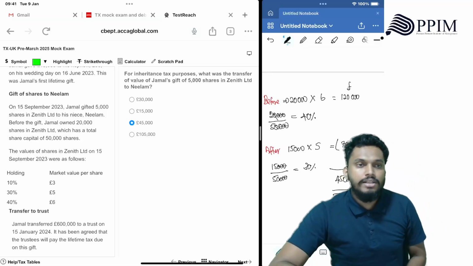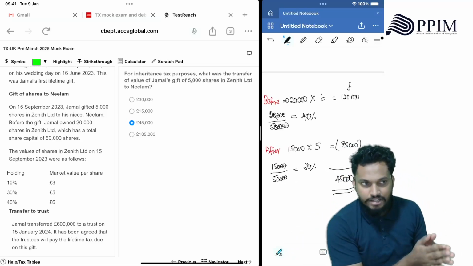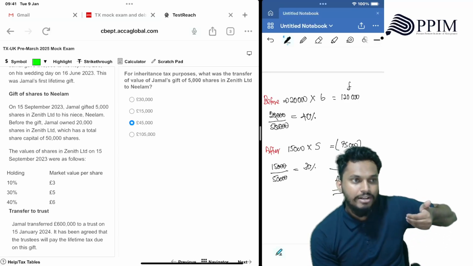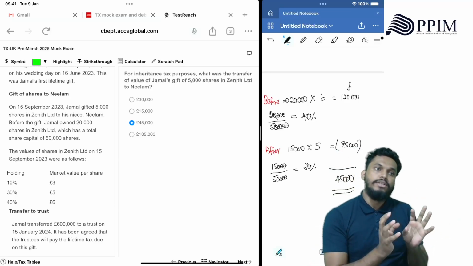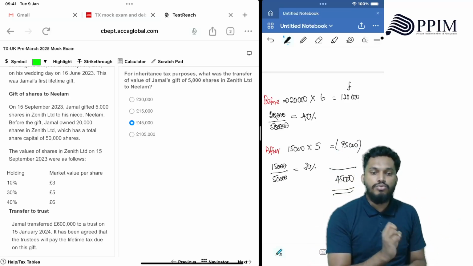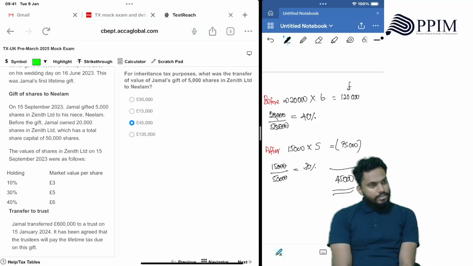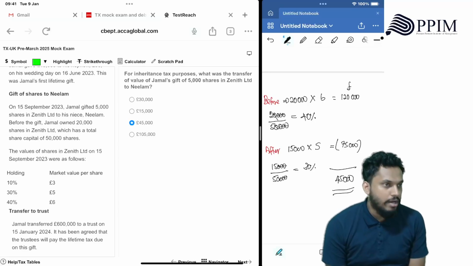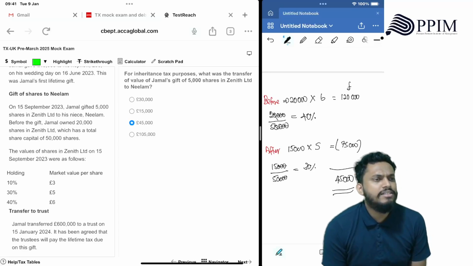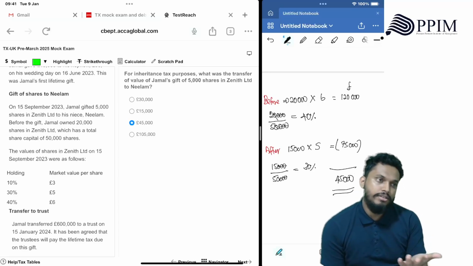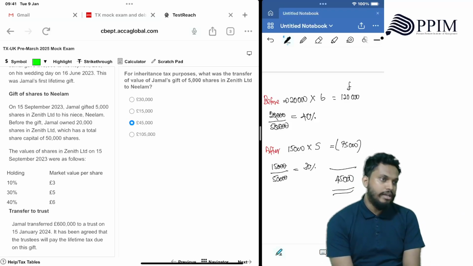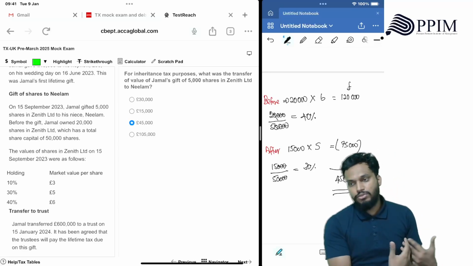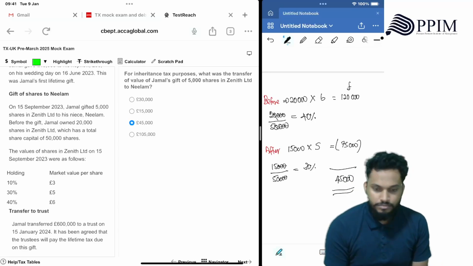So what you need to understand is, if they are giving shares, for inheritance tax purposes, take the value before and after. The difference between those two is the value that you have transferred. Okay, because the value of the shares has changed in the market. If it is constant, it's the same: take 5,000 into the normal price. You got it? But generally they won't ask you that. They will be asking you with the holding percentage. Right.